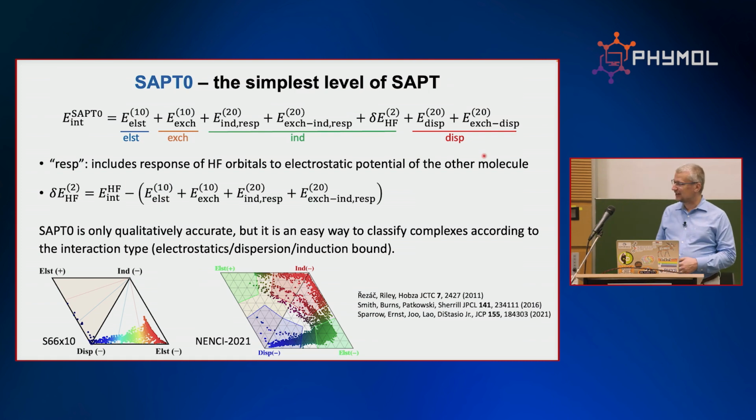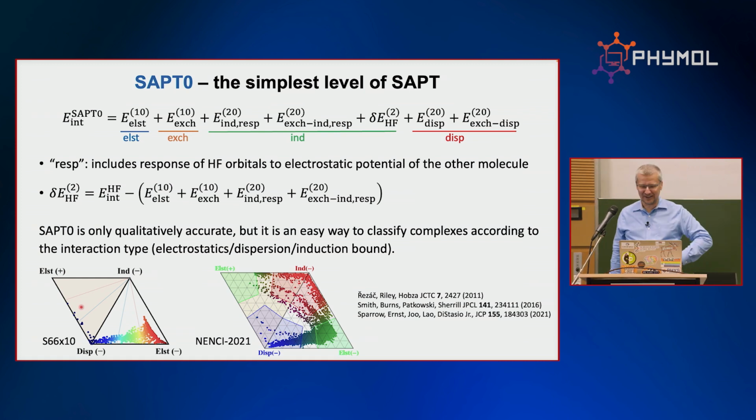So these ternary diagrams illustrate the makeup of some popular databases. S66x10 is actually just a tiny extension of S66x8, one of the famous data sets from Jan Řezáč and Pavel Hobza. Now Jan has all kinds of new data sets, so he will be talking about it later today because Jan is in town. So now they have a better coverage, but as you see, this is how we can represent their data set.